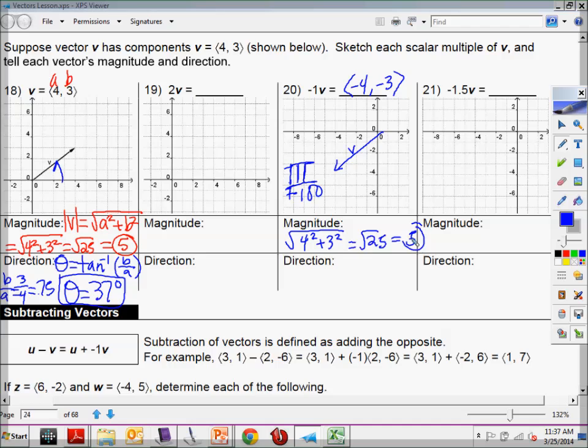My direction is not 37 degrees. I mean, the reference angle is 37 degrees. My direction theta is tan inverse of 0.75, right? So I went to my chart, and my reference angle is what? 37 degrees. 0.75 was 37 degrees. So my theta equals 180 plus 37, which is 217 degrees.